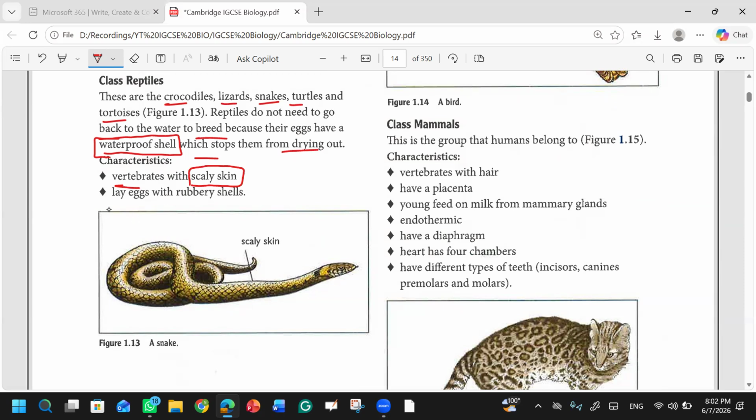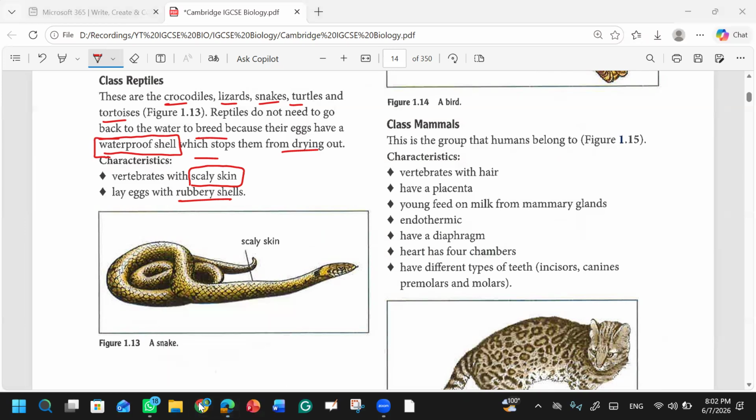And they lay eggs with rubbery shells. Their shells are not hard. They are made up of rubber. They are hard, but the material is different. That material is quite different from the eggs of the birds. The bird's eggshell is different, but when you see the shell of a snail or anything, their shell is rubbery in composition.